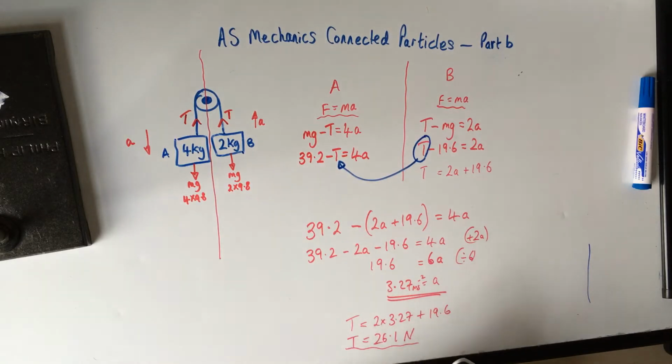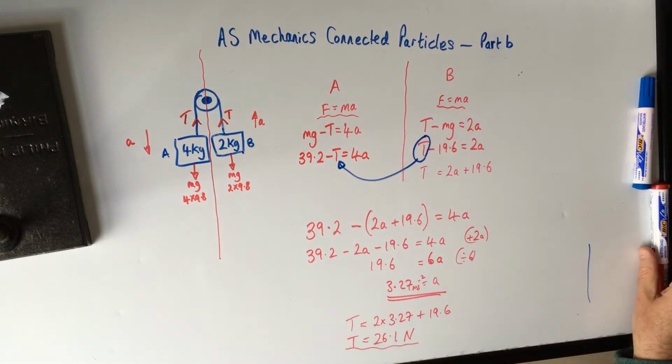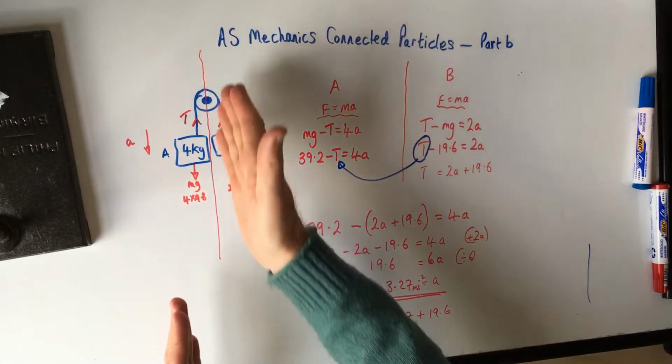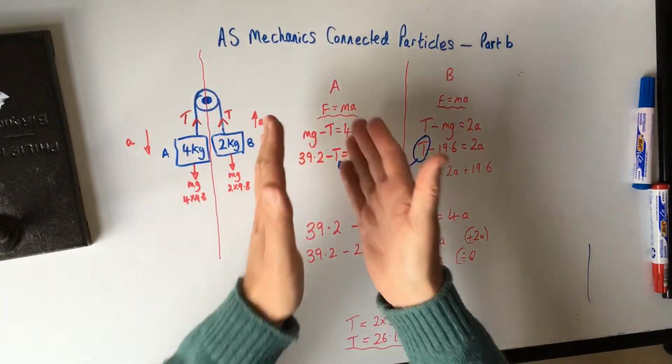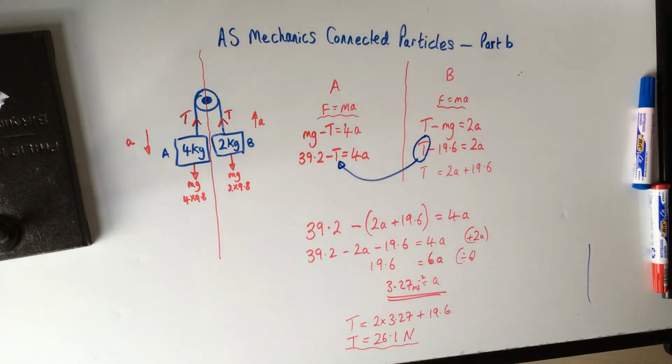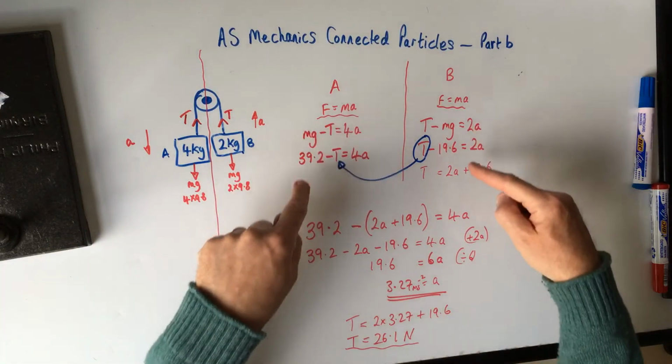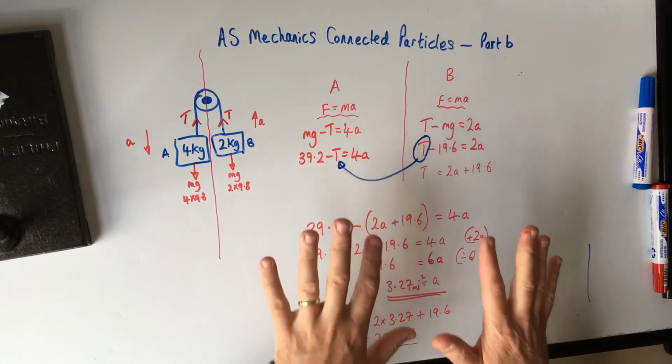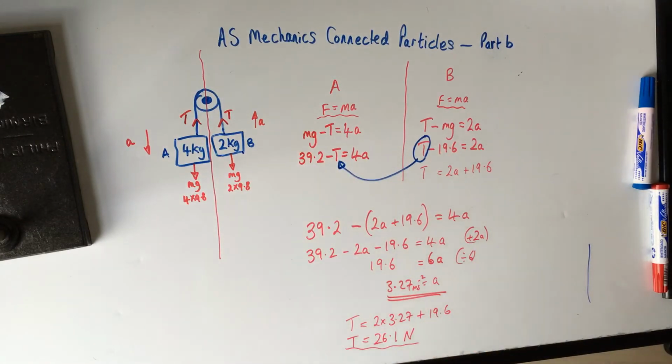Okay, that is how we do all of the pulley questions. Draw a line down the middle of your pulley, separate the two sides out, call them A and B or P and Q as you usually get, whatever it is, and set up those two equations. It's always like that, every single one, trust me, is like that.